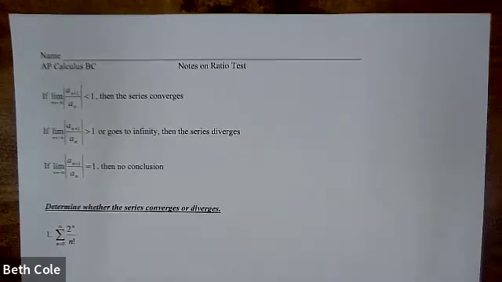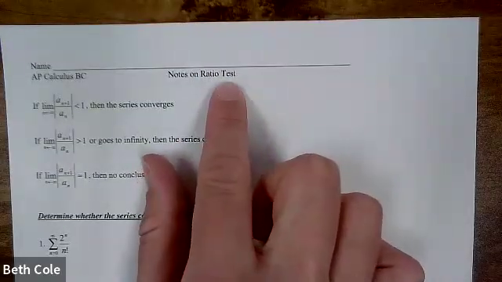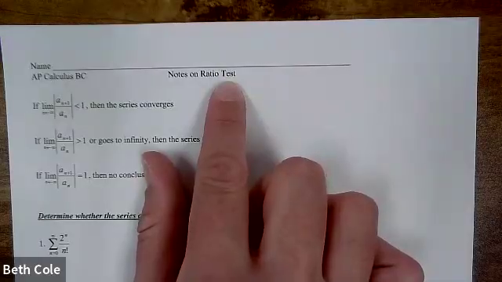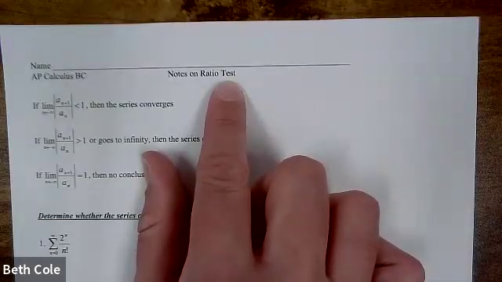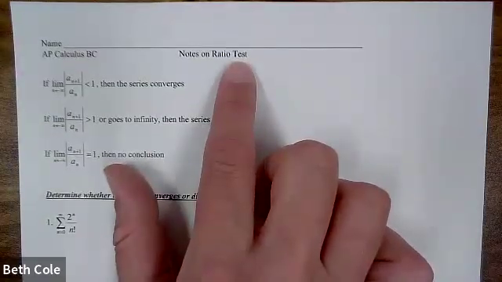If none of those work, the ratio test is your Hail Mary. Like, hey, nothing else works. This is my last ditch effort to see if I can get something to converge or diverge, or tell whether something converges or diverges. Okay, so this is the last one.